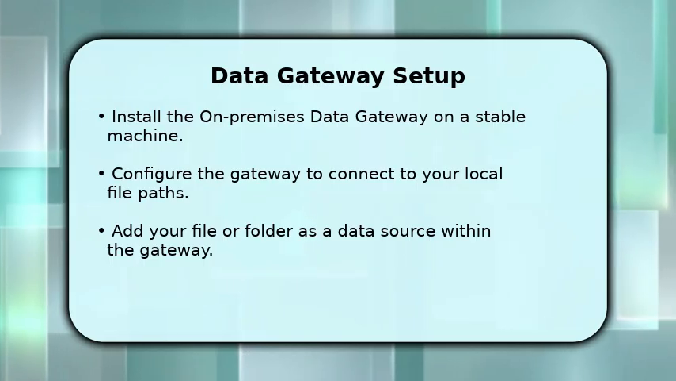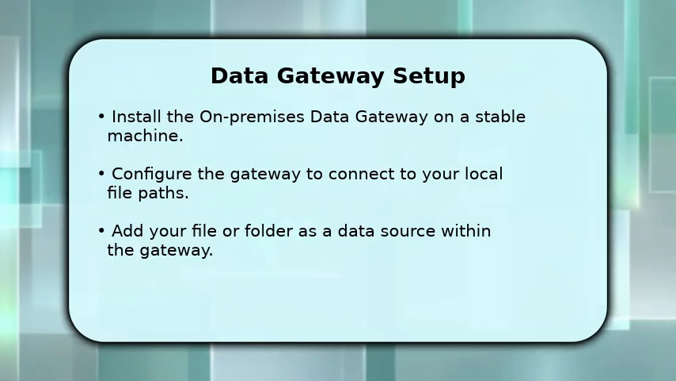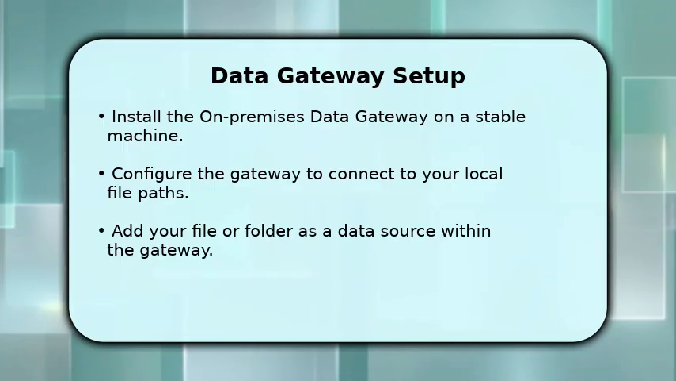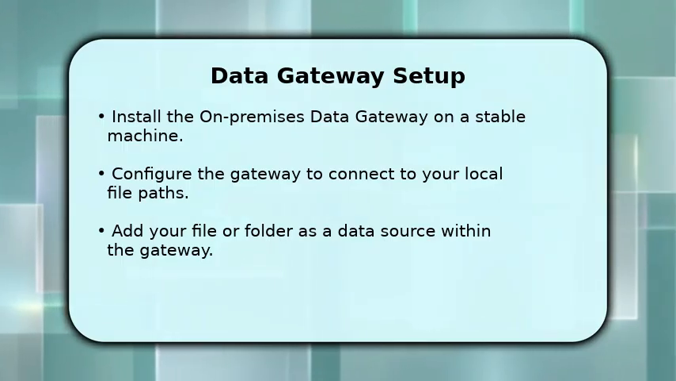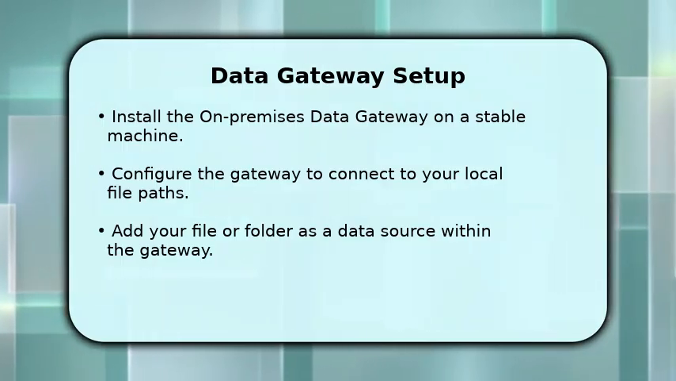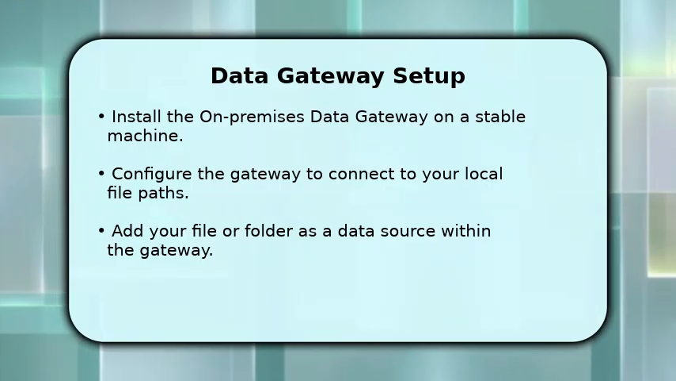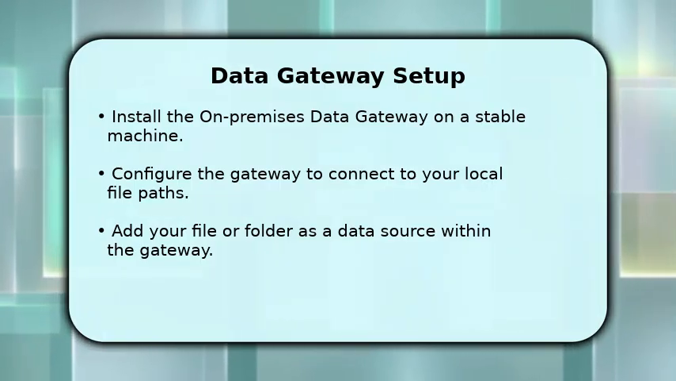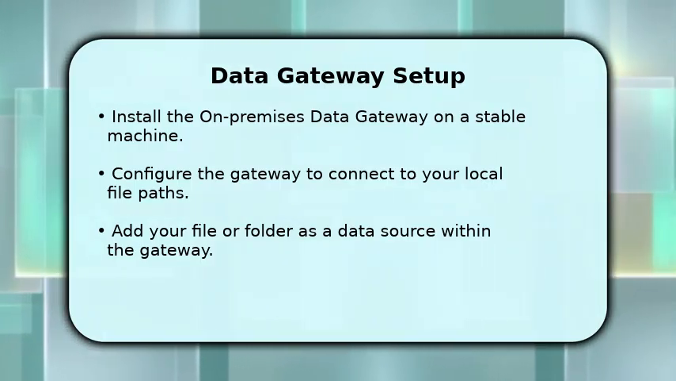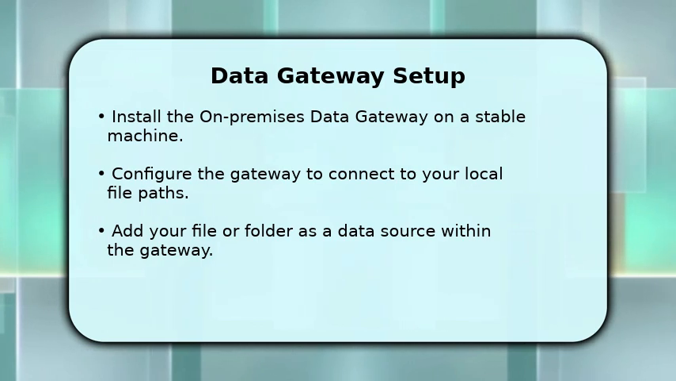Then, within the Power BI service, navigate to Manage Gateways and add a new data source. Select File or Folder as the data source type and provide the exact local path to your data. This establishes the critical link between your online Power BI dataset and your local files.